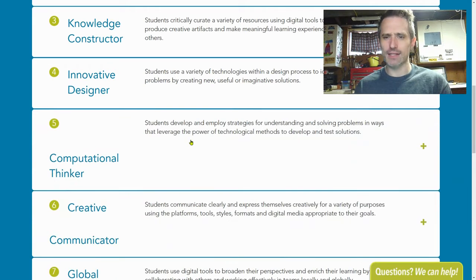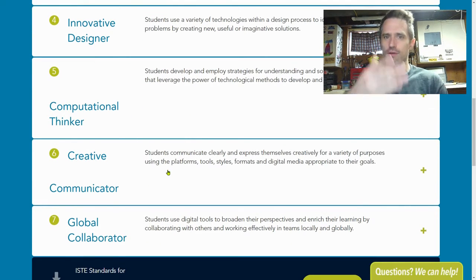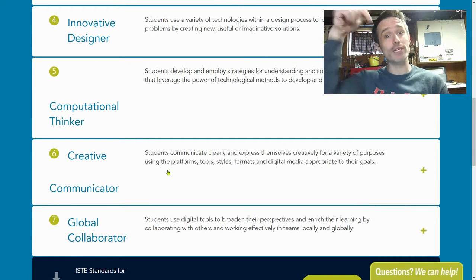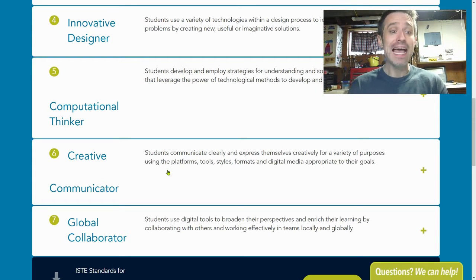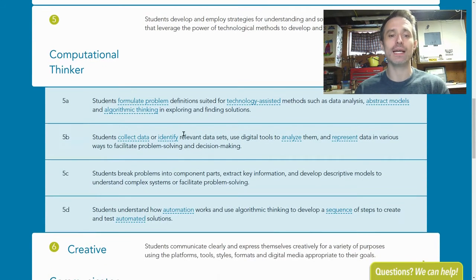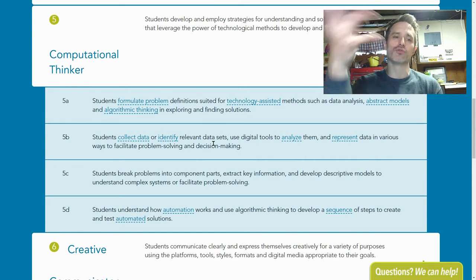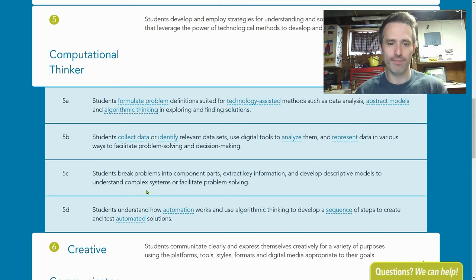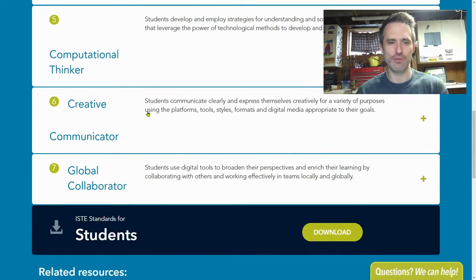All right, I won't get into too many details on the next few just because of time, but I'll give you the resource below so you can pull up the specifics. Computational thinkers. Students develop and employ strategies for understanding and solving problems in ways that leverage the power of technological methods to develop and test solutions. So what you're doing is you are using data, you are using information online, you are deciding, is this good information, and you're using that information to draw your own conclusions. We'll get more into that as we move forward.